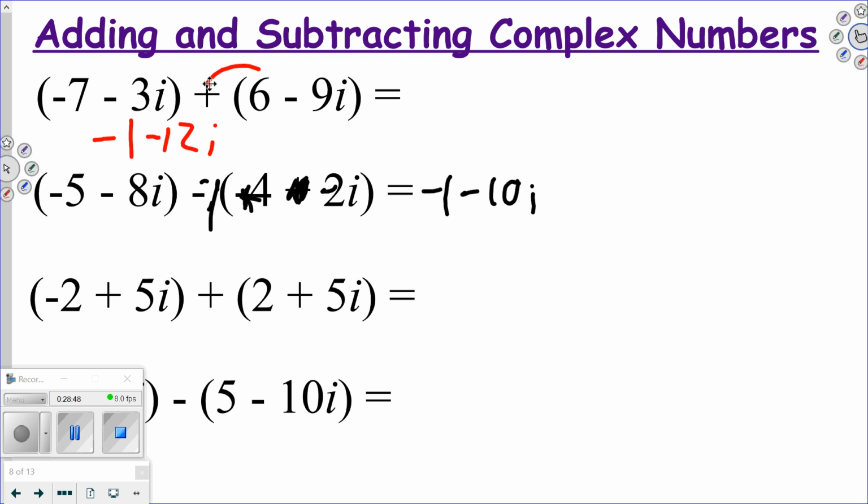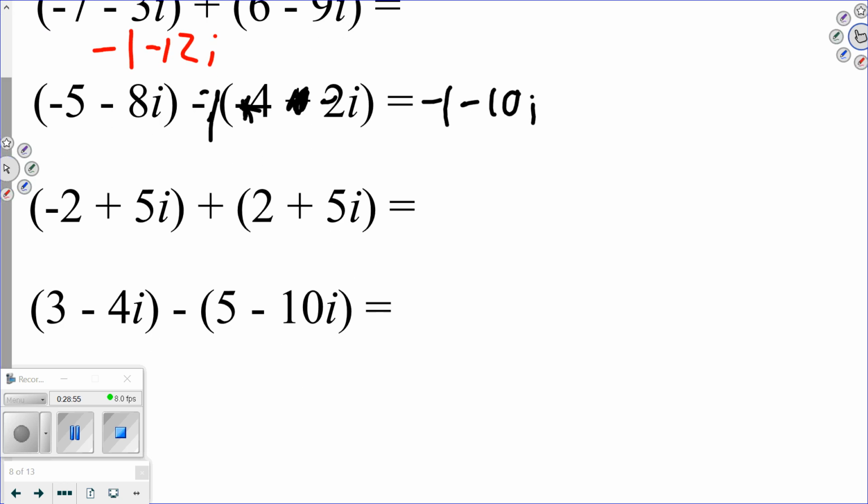All right, so who wants to do the next one? Come on up. You guys are explaining, which makes me happy. Usually I gotta drag words out of people. This one's really easy. Negative 2 and 2 is nothing. 5 plus 5 is 10, so you have 10i. Why didn't you have to distribute? Because it's a plus sign. Very good. Man, that was an easy one.